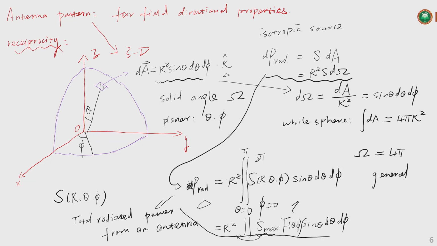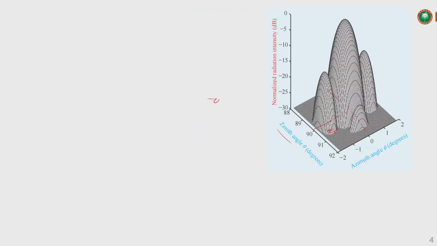Now we want to obtain the antenna pattern. So let's come back to this plot. You see, here is the F vector, or the normalized radiation intensity, which depends on theta and depends on phi.